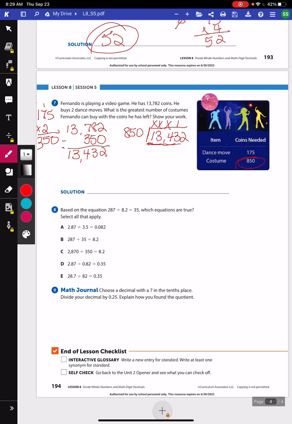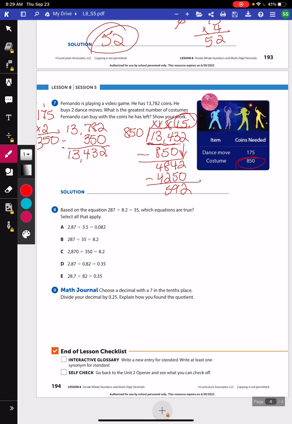1 times 850 is 850. I subtract, and I get 484. Bring down my 2. So 850 can go into 4,842 5 times. 5 times 850 is 4,250. I subtract, and I get 592. Now, I don't need to go on because my decimal is right here, and we're not really going to buy half of a costume. So he can buy 15 costumes.